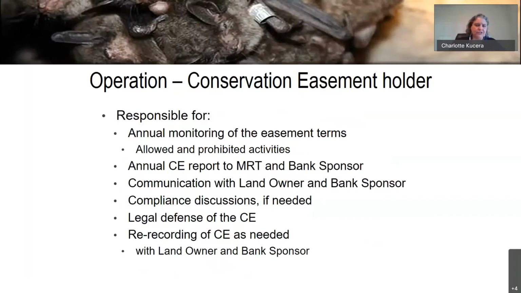Under this operation, the conservation easement holder is responsible for annual monitoring of the easement terms, and that includes the allowed and prohibited activities on the bank parcel that are found in the conservation easement. They produce an annual conservation easement report to the mitigation review team and the bank sponsor. They communicate with the landowner and the bank sponsor and can engage in compliance discussions if needed. They're responsible for the legal defense of the conservation easement document, and they may re-record the conservation easement as needed with the landowner and the bank sponsor. Some states have conservation easements that are of a set duration, and they have to be re-recorded periodically.